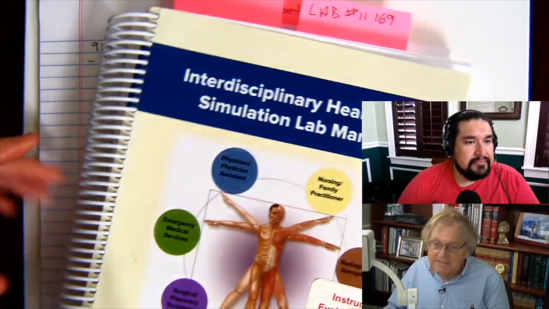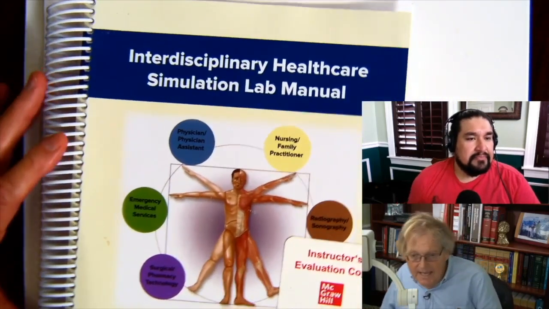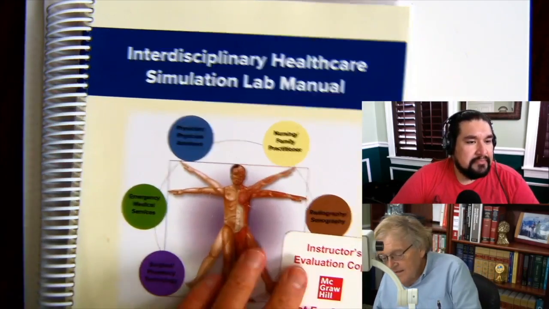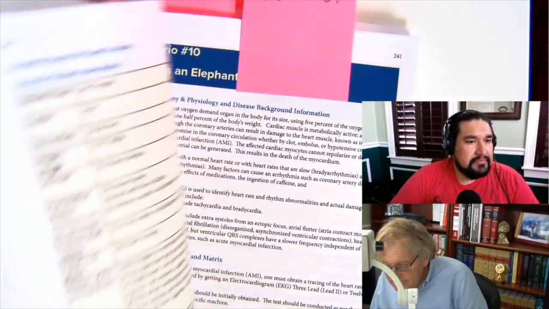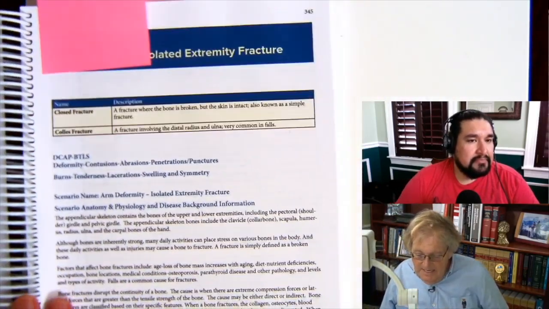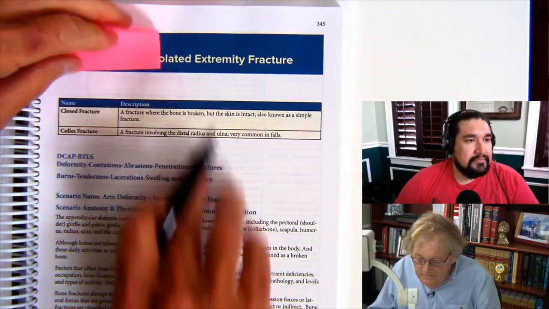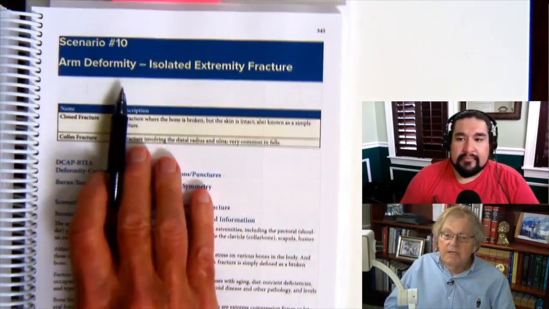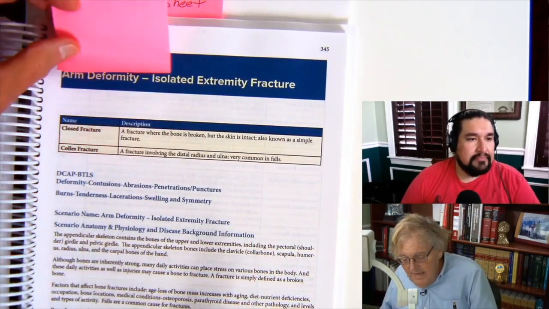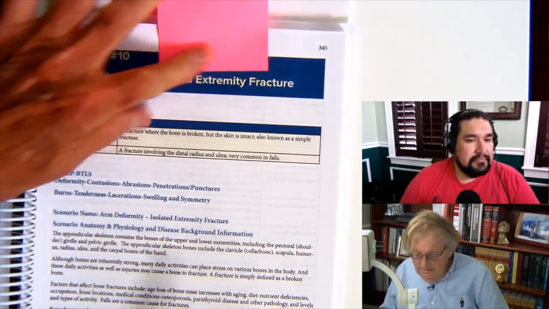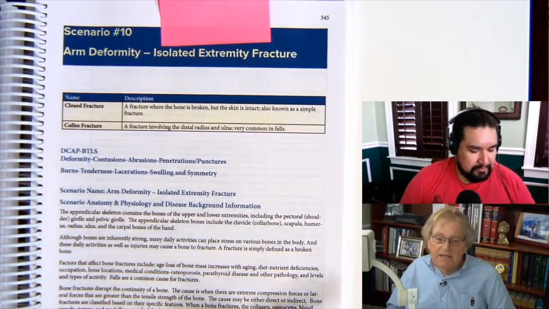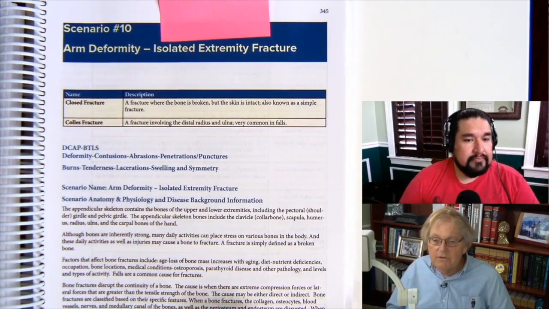Remember, we're going to be doing 10 simulation labs in 168 and 10 in 169. And so I'm just going to open this up. So here's the first lab for 168. And you'll see that talks about an arm deformity, isolated extremity fracture. So what you're going to do with that is you're going to see it's going to give you some information about that. Because remember, this is again for allied health. These are things that you want to learn.